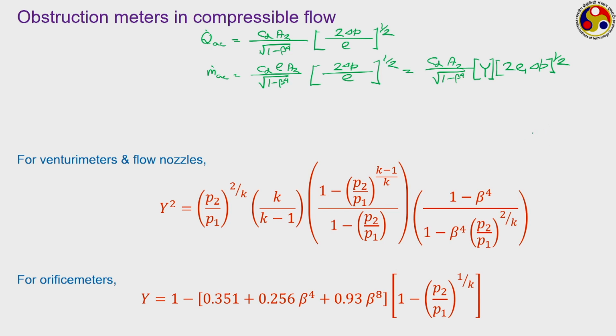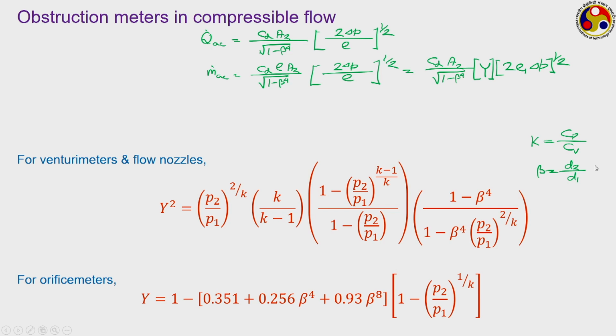K refers to the ratio of specific heats, that is Cp upon Cv, and beta, like mentioned earlier, is d2 upon d1, that is the ratio of downstream to upstream diameters of the flow measuring section. So, with this corrective factor y, we can use the similar relations, or we can use the obstruction meters in case of compressible flow scenario as well. I do not want to go into the details of this derivation, this is just to show you how we can extend the application to compressible flows just by adding one correction factor.